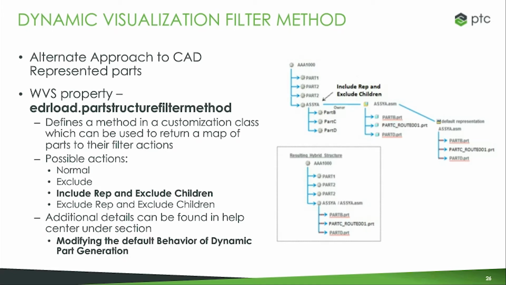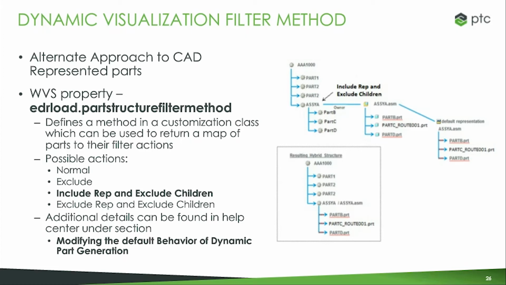You can either tell it to proceed as normal, which means it'll go through its regular processing. You can exclude that node, which only means to exclude considering the representation. It doesn't mean to not process children. That's a little further down. I'll go there in a second. You can also choose to include the representation and exclude children. This is essentially the same thing as a CAD represented part, where it will then include the representation which would have come from CAD and not process its children.